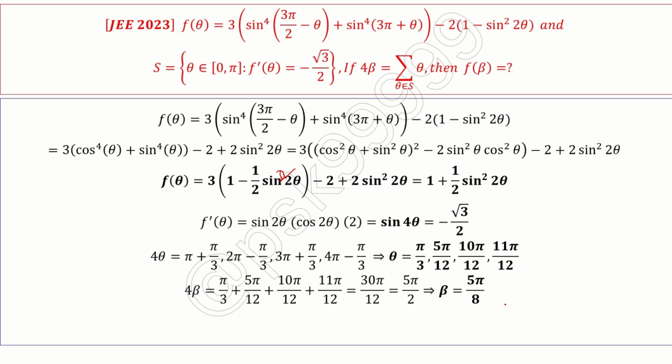So 4 beta is equal to the sum of these theta values, which is nothing but 30 pi by 12, which is 5 pi by 2. Okay, so beta is nothing but 5 pi by 8. Beta is 5 pi by 8.